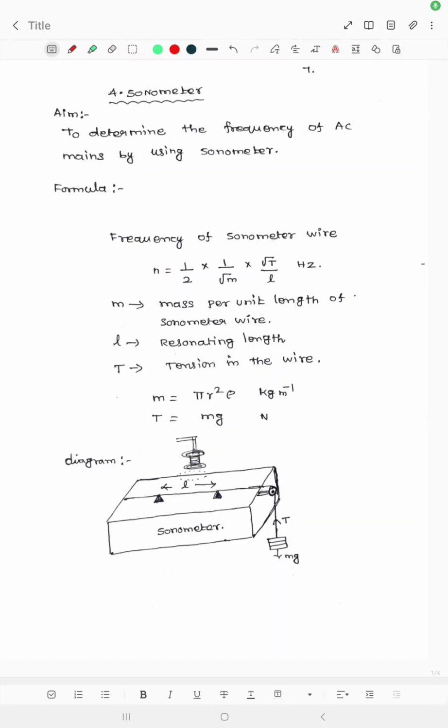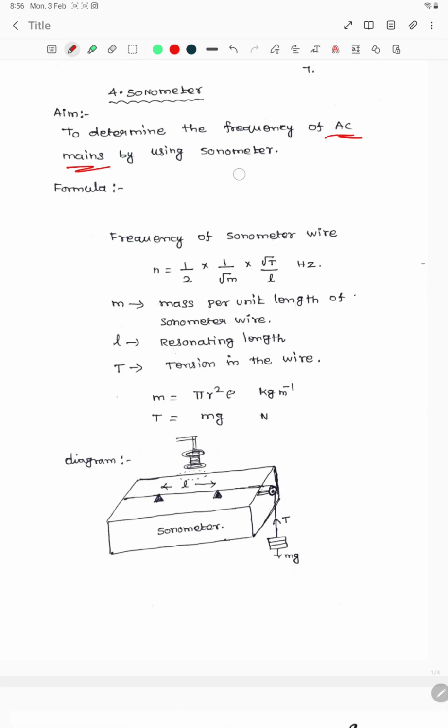We are going to see the calculation for the sonometer experiment. That is, you have to determine the frequency of the AC mains, that is the AC source, using the sonometer. So what we are going to do is, we have the electromagnet connected to the AC source. There is an alternating source, you have connected the electromagnet, and the effect of the electromagnet is going to be seen on the sonometer wire as it reaches the resonating length.